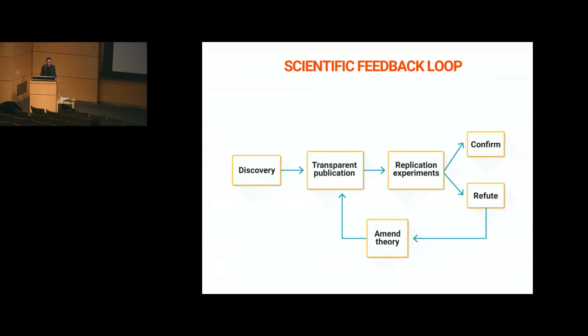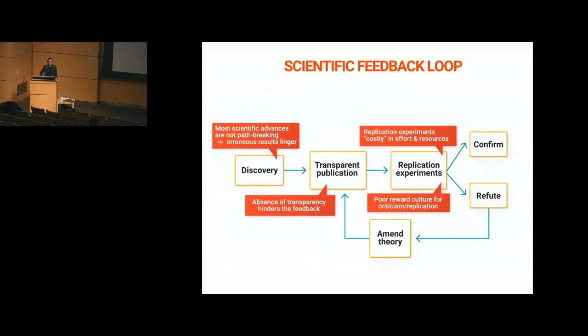So coming back to the scientific feedback, we have the discovery, where we have many hypotheses or hypothesis-generating experiments. Then we have a transparent publication. Sometimes we have replication experiments, which can either confirm or refute. And then we amend the theory or the initial hypothesis if we find that it was not proven. But what are the logistical problems that we'll encounter? Most scientific advances are not path-breaking.